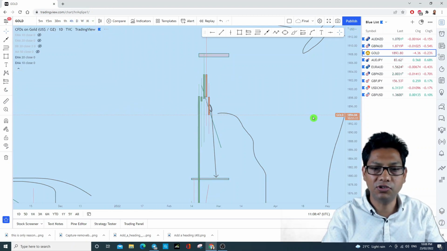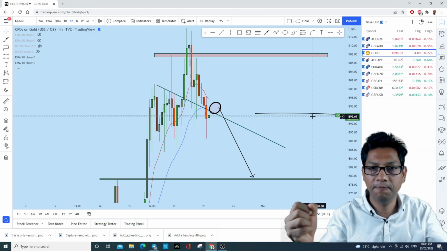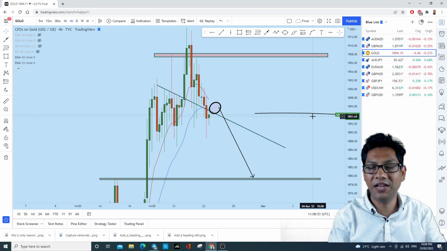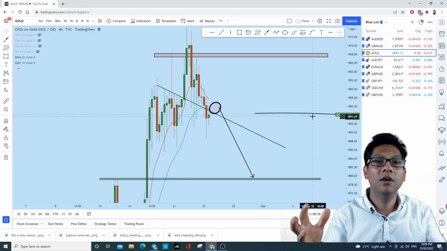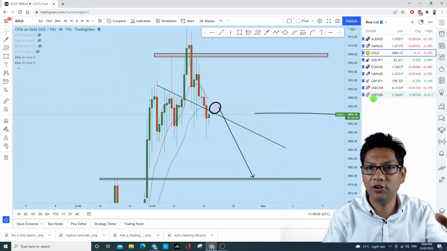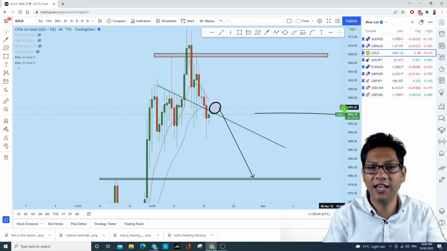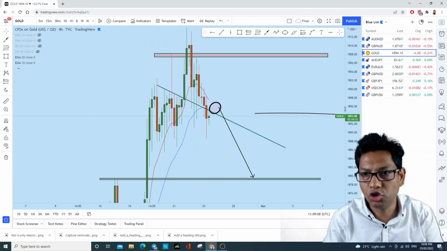I mentioned the number. One of my subscribers told me to keep the numbers, so levels, so to be easier for you, I'm mentioning the levels and numbers. Anything if you need for your convenience, let me know in the comment section. I will definitely try to implement in my analysis. So this is the plan for the gold, bearish head and shoulder.